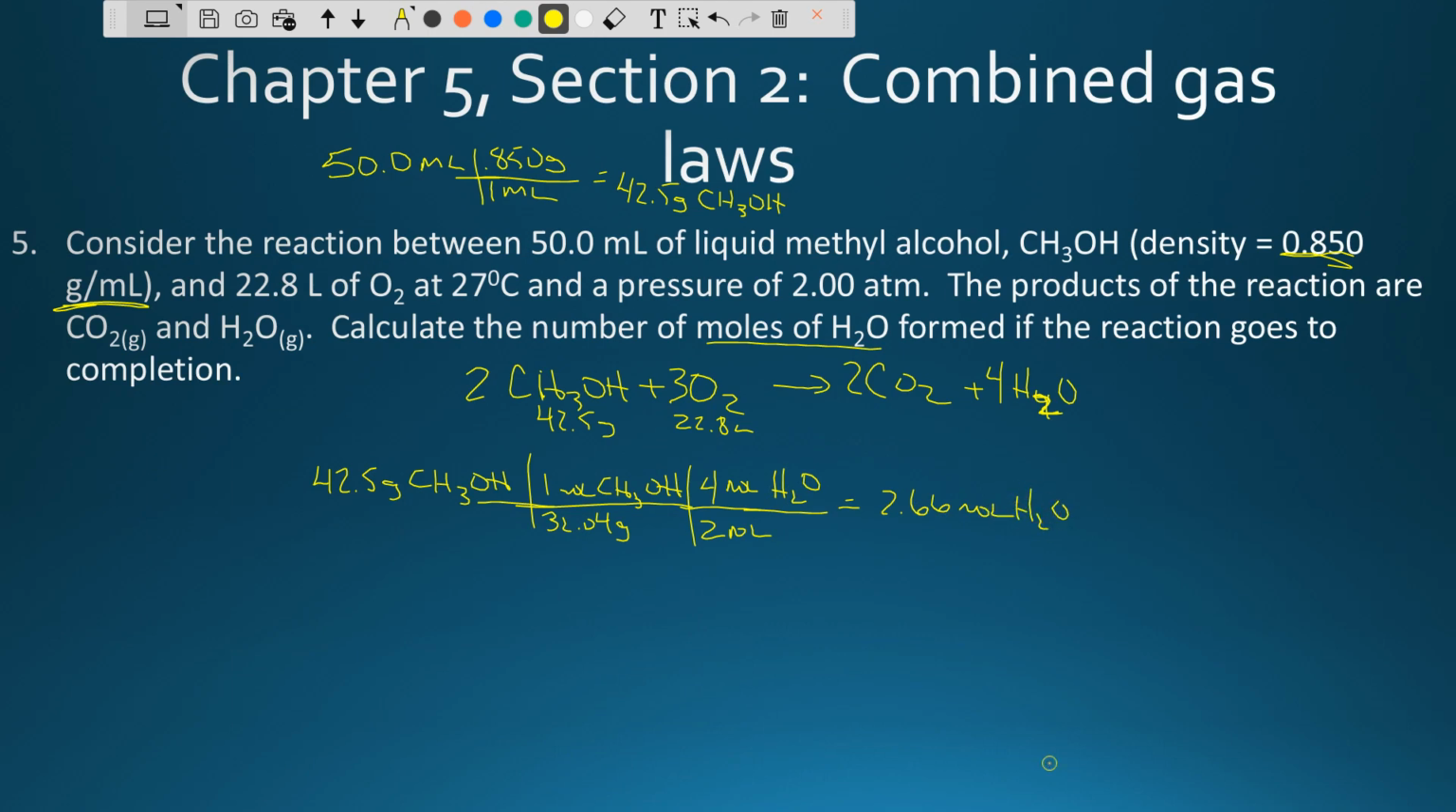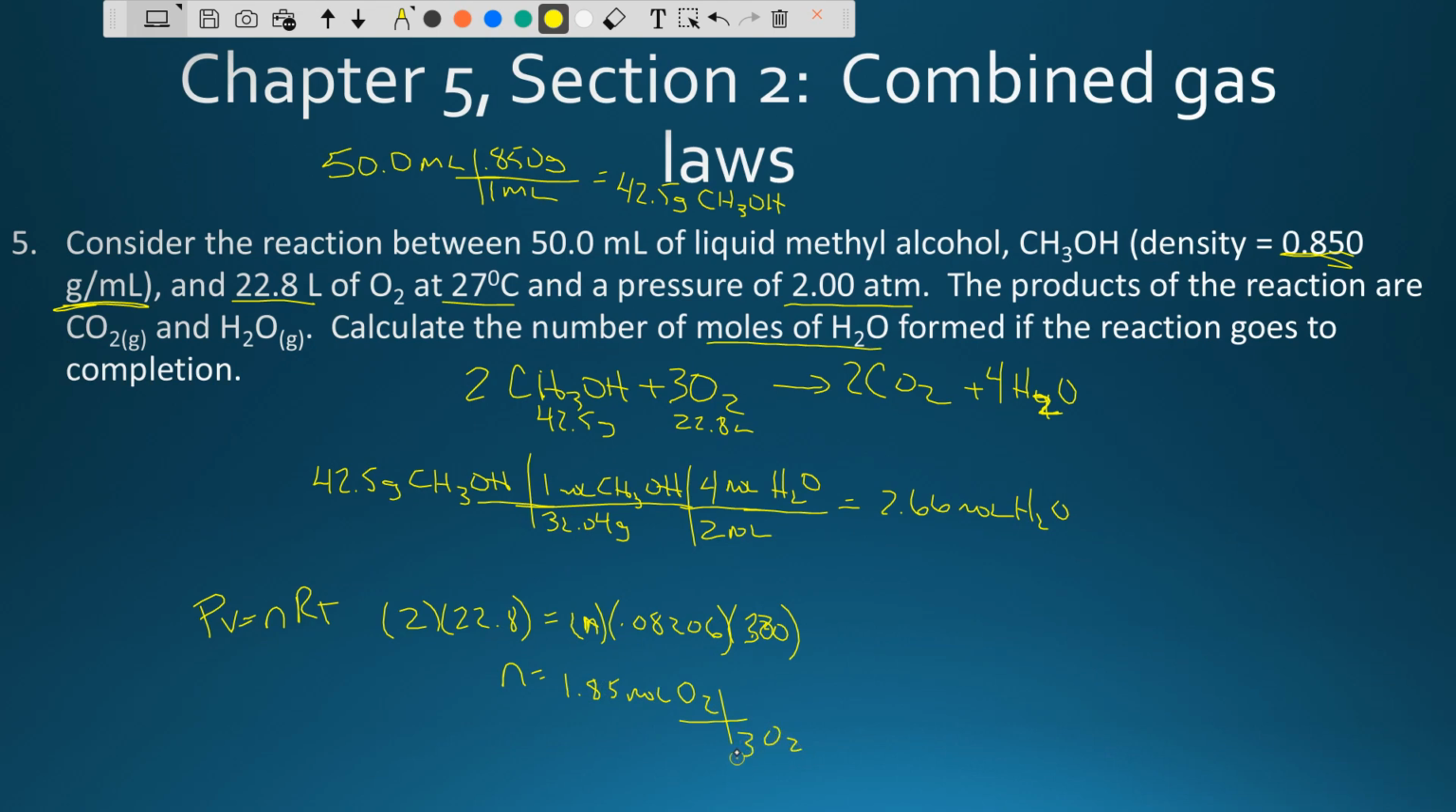Now let's analyze my oxygen. To do my oxygen, we're given a volume, a temperature, and a pressure. Let's use PV equals nRT. If I'm using PV equals nRT to figure out the number of moles of oxygen, I plug my values in. I have 2 atmospheres, I have 22.8 liters, and that's going to equal my n number of moles, times 0.08206, and my temperature is 300 Kelvin. So that gives me 1.85 moles of oxygen.